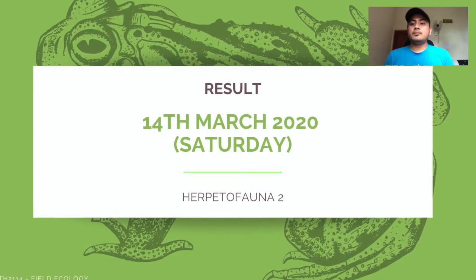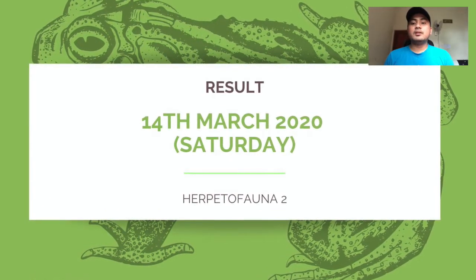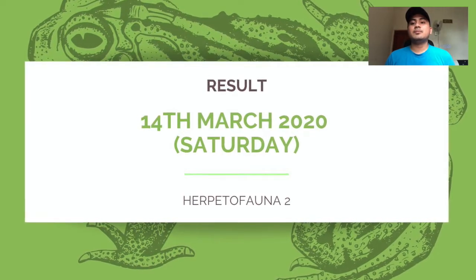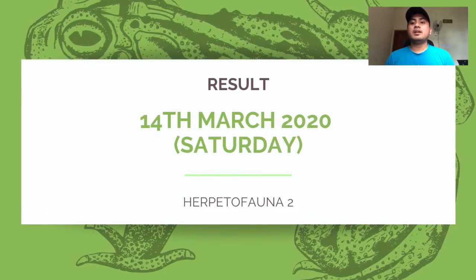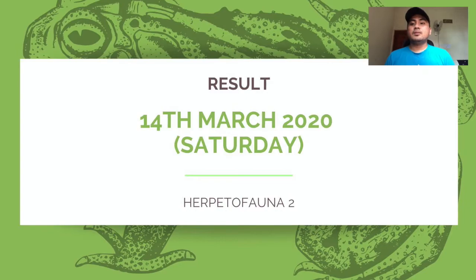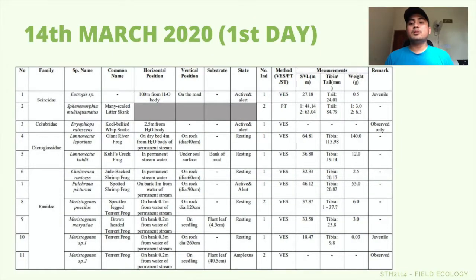On the day we arrived, there were no individuals captured because we were only assigned to set up the pitfall traps, line transect, and sticky traps. On the first day, we were able to capture 14 individuals from 11 species. Only 1 species was captured from pitfall trap, and the rest were captured through visual encounter sampling. 3 species were not able to be identified to species level, which were then labeled as Eutropis species, Meristogenys species 1, and Meristogenys species 2.